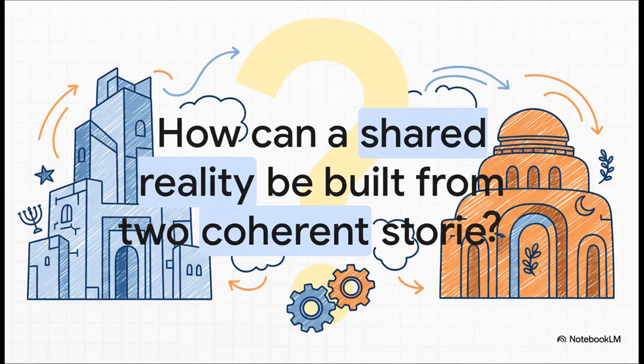And that leaves us with this central challenge. We've seen two complete, coherent, and morally powerful architectures of belief. They are designed from the ground up to be self-sealing and mutually exclusive. Understanding their structure doesn't solve the conflict, but it does reveal the true nature of the divide. And it leaves us with this final question. If both stories are coherent and complete on their own terms, how can a shared reality ever be built?